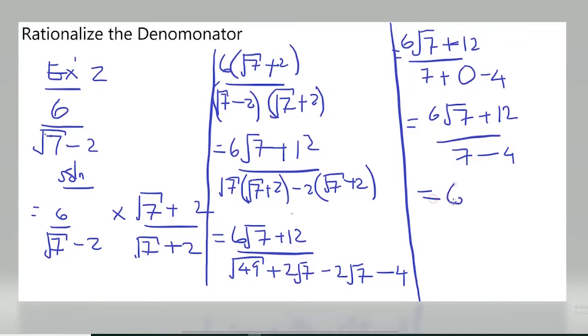Now the answer will be equal to 6 root 7 plus 12 over 3. This is the answer to this question.